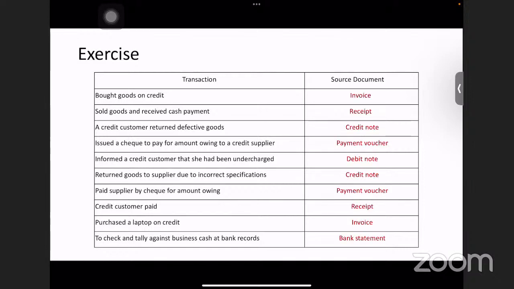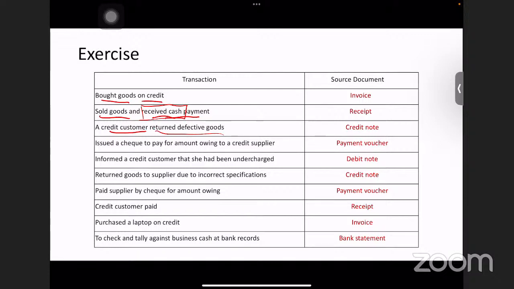First one, bought goods on credit. So remember just now, buy, sell on credit, it is always invoice. Here, sold goods and receive cash. So the keyword is already there: receive cash. Receive money, receipt. Pay money, payment voucher. So here I receive money, receipt. Customer returns goods. So here returning of goods, there will be a credit note. It doesn't matter who returns. As long as someone returns goods, credit note.